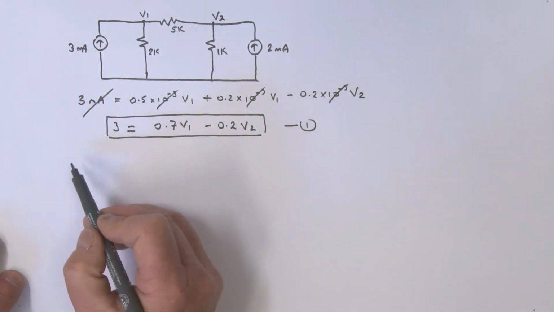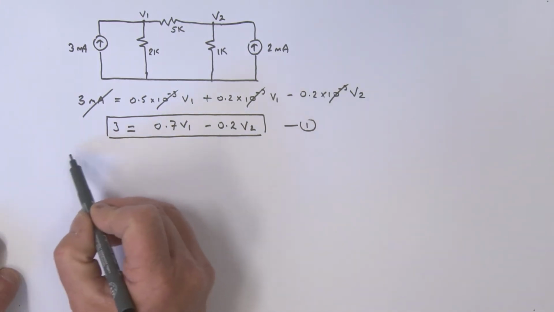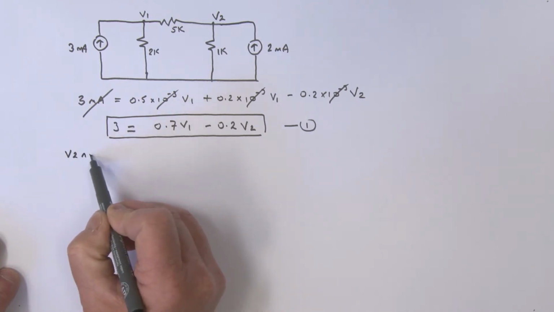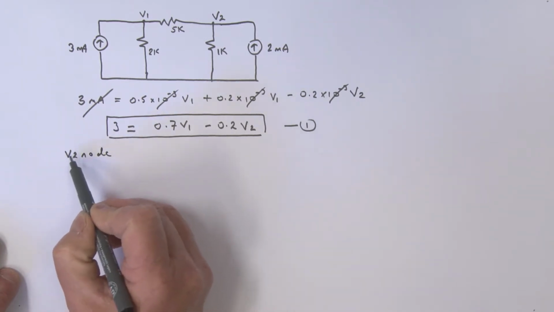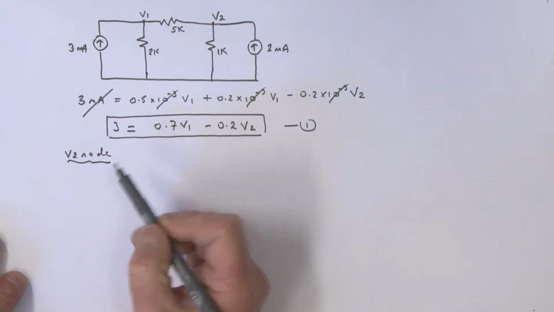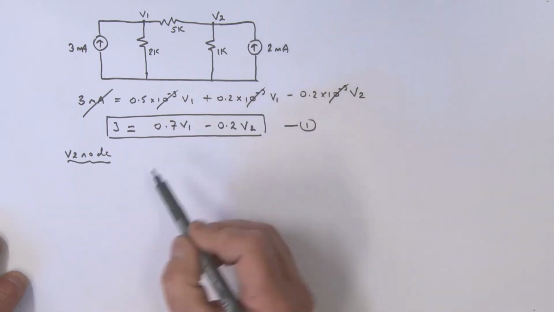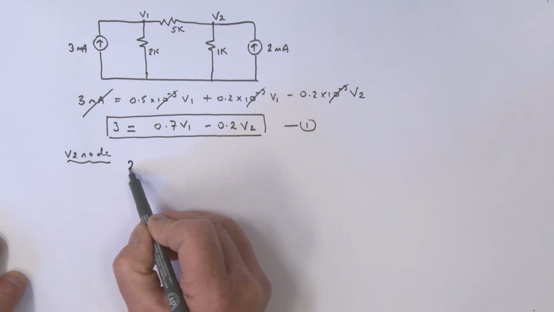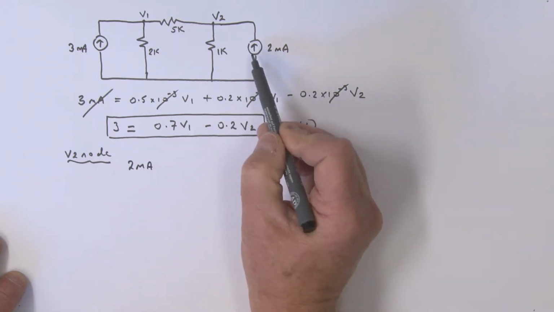So let's now look at the V2 node. Here we go, V2 node. We're going to sum the currents right here. Let's see what we've got. Well, we've got 2 milliamps coming in, haven't we? Let's write that down. 2 milliamps is coming in.